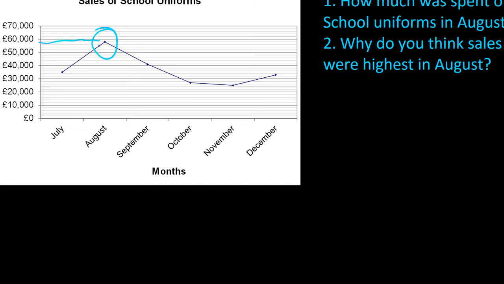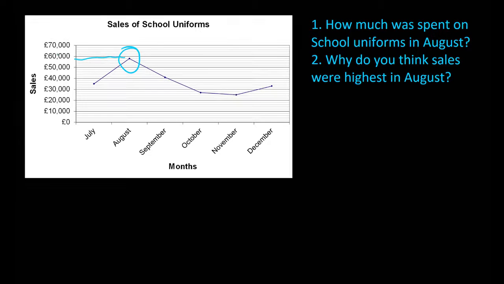And this particular point is just one little division down from 60,000. So the answer to question 1 would be 60,000 take away 2,000, which is 58,000. Simple. Okay. So question 2 says, why do you think sales were highest in August?